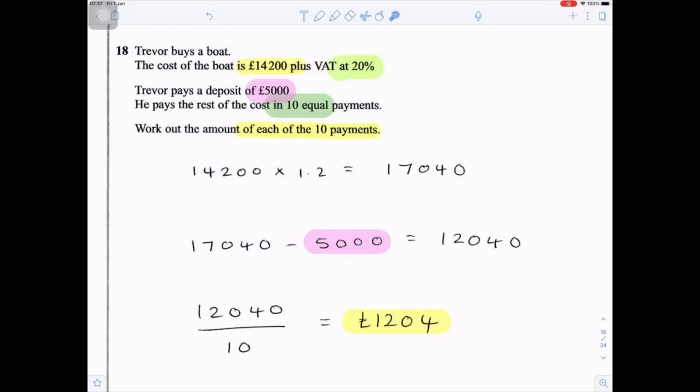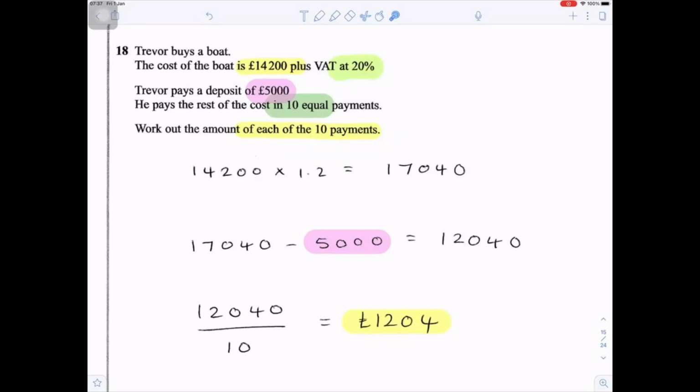So to find out how much it costs, including the VAT, 14,200 times 1.2 gives you 17,040. So that is the price of the boat, including the 20% VAT. So this represents the 20% VAT added to it.